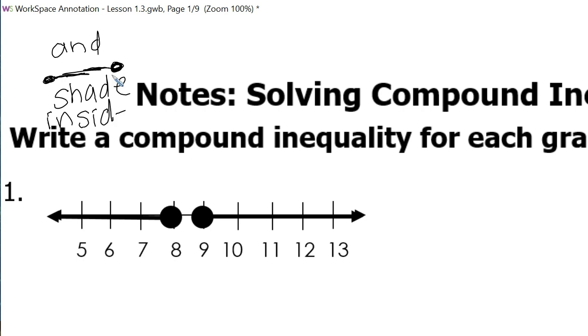The other type of compound inequality is an OR inequality. And for an OR inequality, we'll still have our two endpoints, but instead of shading inside of those endpoints, we're going to shade outside of those endpoints. So for OR inequalities, you need to shade outside.